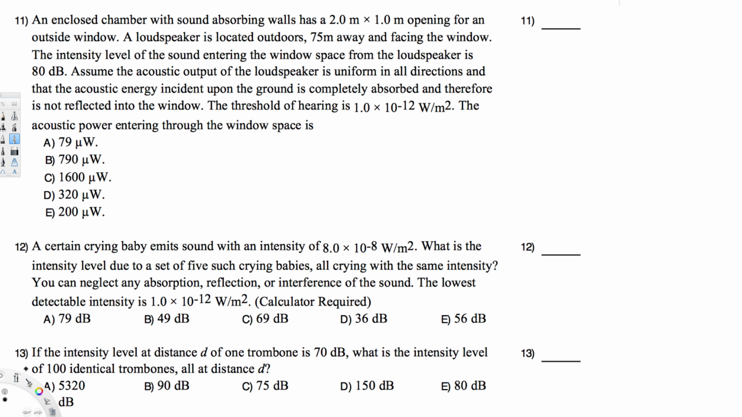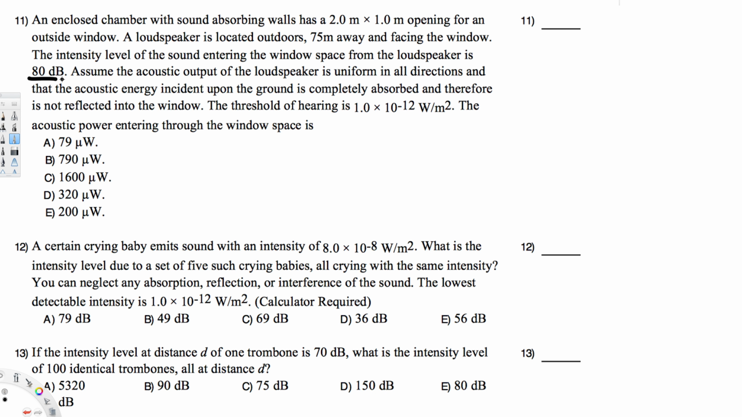Let's do this problem right here. The first question is asking: an enclosed chamber with sound absorbing walls has a 2 times 1 meter square, so this is going to be area 2 times 1, opening for an outside window. A loudspeaker is located outdoors 75 meters away and facing the window. The intensity level of the sound entering the window space from the loudspeaker is 80 decibel.